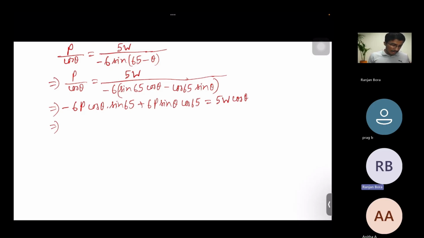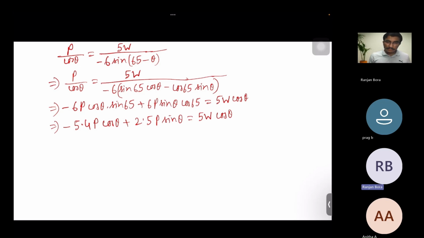So what is sin 65? 0.9. Minus 5.4 p cos theta plus cos 65 is 0.4 into 6, 2.5 equal to 5w cos theta.